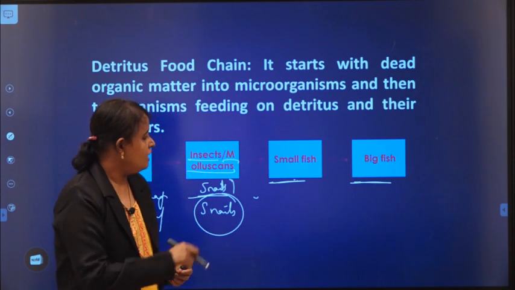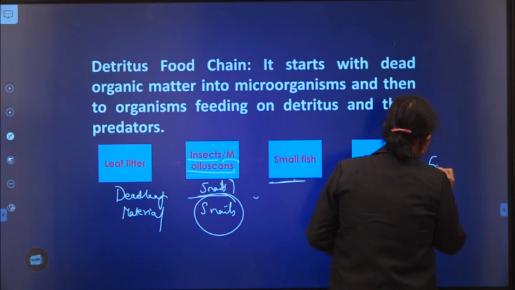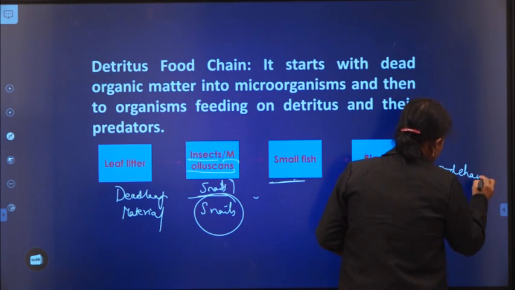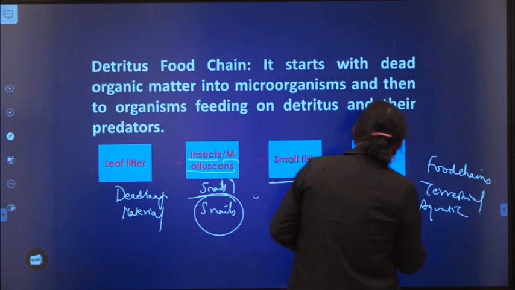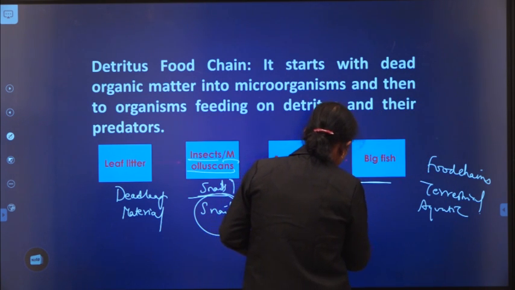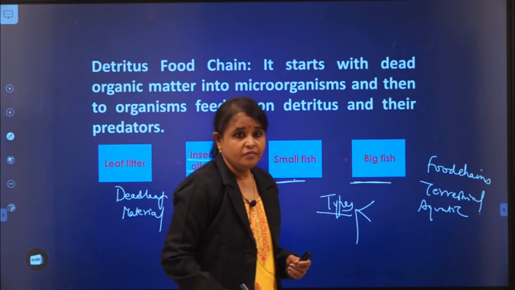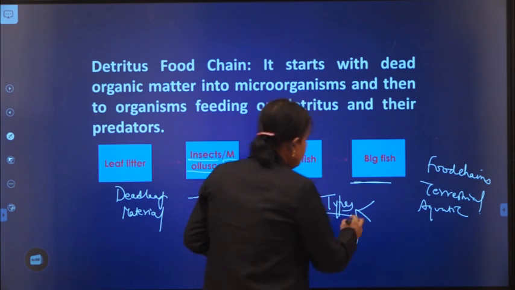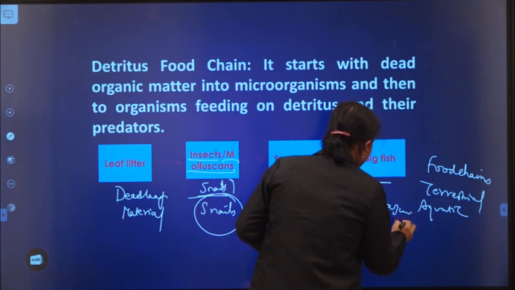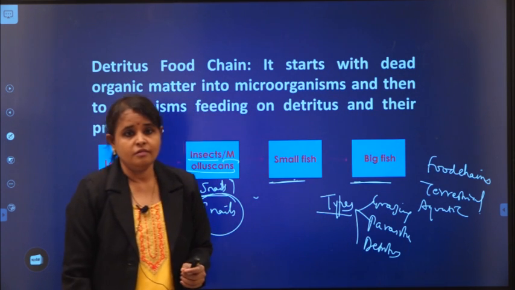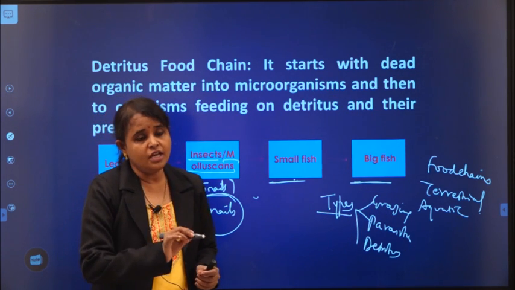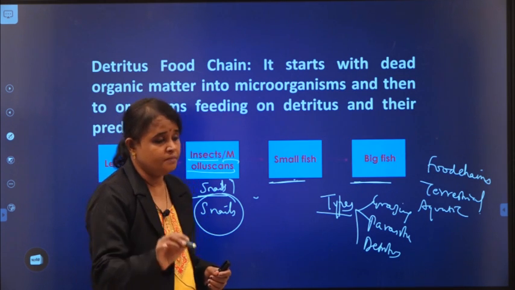So now, what have I completed? Food chains. The definition of food chains. I told you about terrestrial food chain and aquatic food chain, including the types of food chains. What are they? Grazing, parasitic and detritus. So these are the food chains and their types with examples.